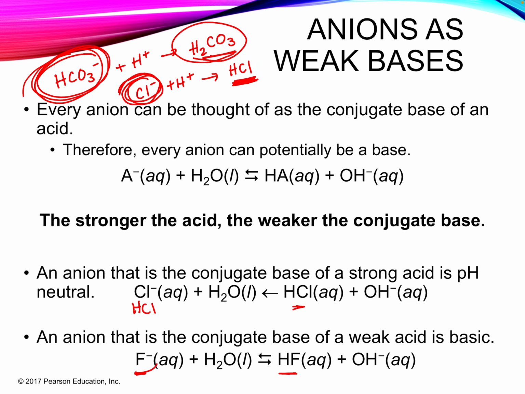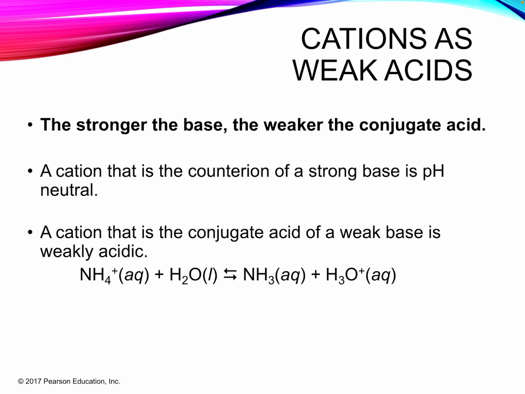And so that means F minus, our fluoride, can act as a weak base because it's the conjugate base of a weak acid. Okay, the opposite is also true. The stronger the base, the weaker the conjugate acid. So any cation that came from a strong base is pH neutral. So this would be like sodium, it came from sodium hydroxide. So anytime you have sodium in solution, it's going to be pH neutral.